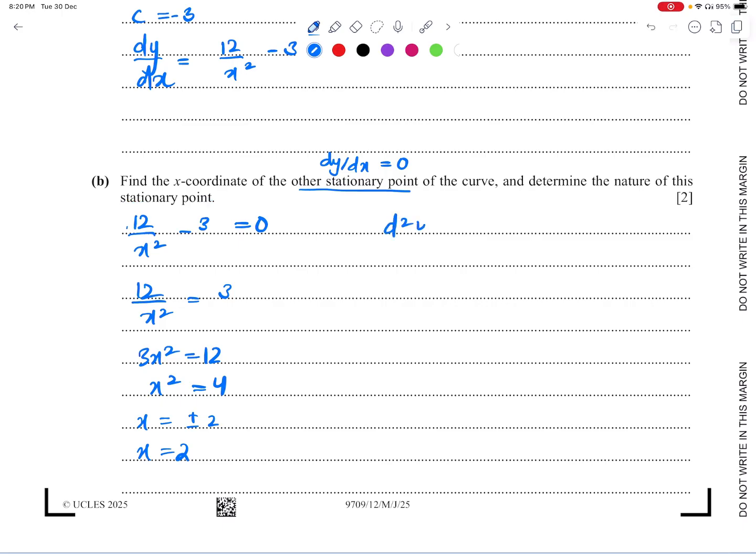So I'm now going to plug this in into my original equation that was negative 24 over x cubed, and that is going to become negative 24 over 2 cubed, that's going to become negative 3, and a negative number means that it is a maximum point, and a positive number means that it's a minimum point.